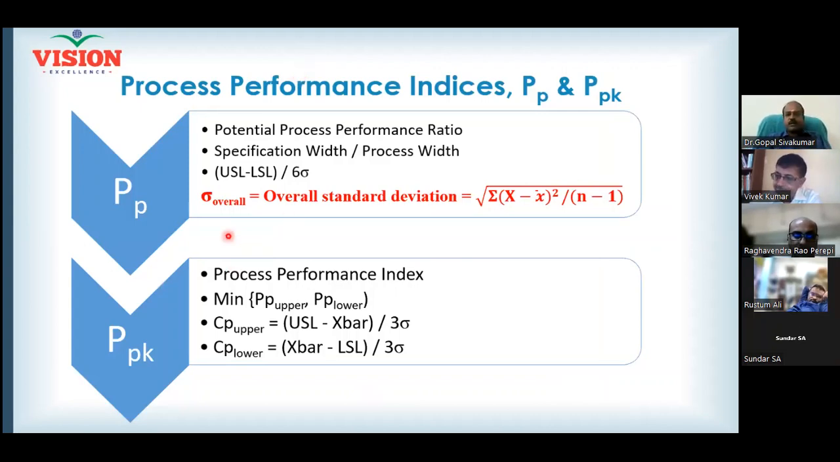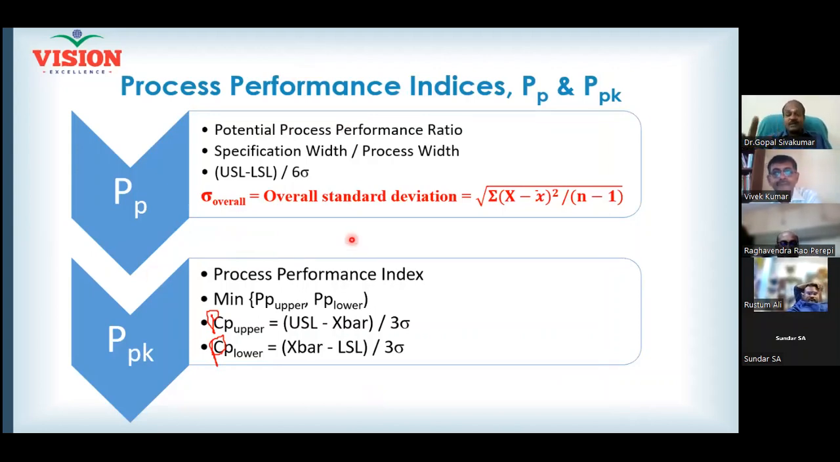But formula wise, both are the same. Look at the formula. USL minus LSL by 6 sigma. USL minus LSL by 6 sigma. And similarly for PP: PP upper and PP lower. Formula wise same. Then what is the difference? The difference is in the sigma.